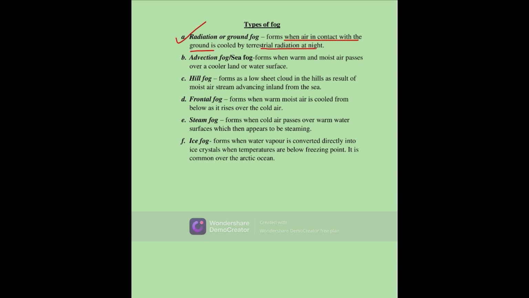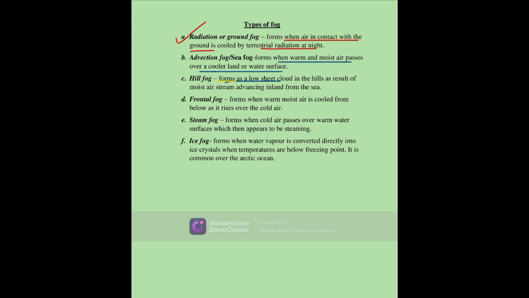Number two is advection fog, or what we call sea fog. This is formed when warm and moist air passes over a cooler land or water surface. So that is advection fog, or we can also call it sea fog. Number three is hill fog, and this type of fog is formed as a low sheet cloud in the hills as a result of moist airstream advancing inland from the sea.